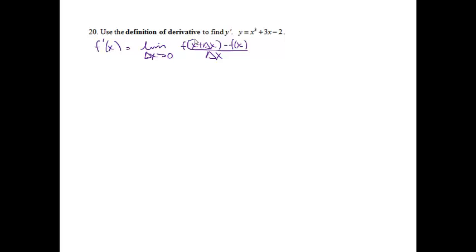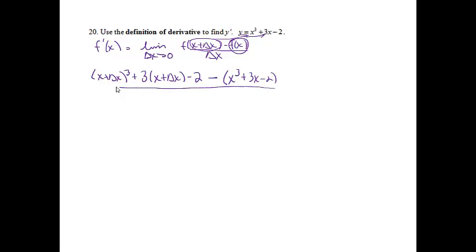So now what we're going to do is take this x plus delta x and put it wherever we see an x. So we're going to have x plus delta x cubed plus 3 times x plus delta x minus 2, and then minus f of x. Well, f of x is just the function x cubed plus 3x minus 2, and this is all over delta x, okay? If you remember Pascal's triangle, you will find that very helpful.